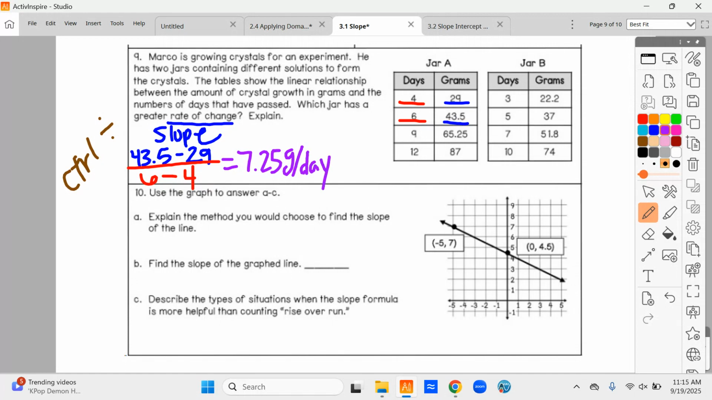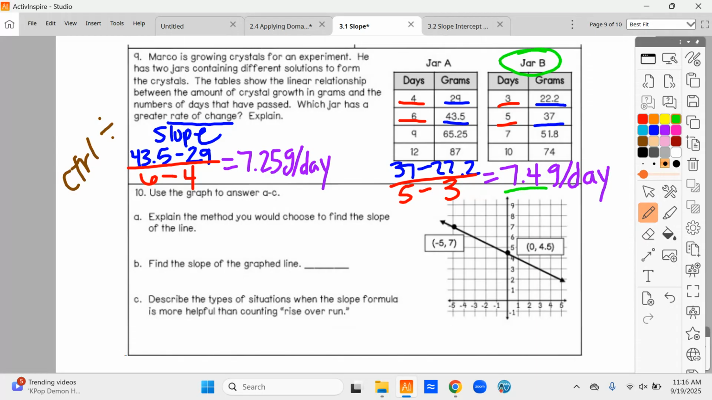And then jar B, we're going to do 37 and 22.2 because you don't have to use only whole numbers, but it just helps. So let me show you. 37 minus 22.2, and then 5 minus 3. And again, this simplifies to 7.4 grams per day. So you should say jar B has a greater rate of change because 7.4 is greater than 7.25. And you can explain by saying the grams increase more per day than jar A.